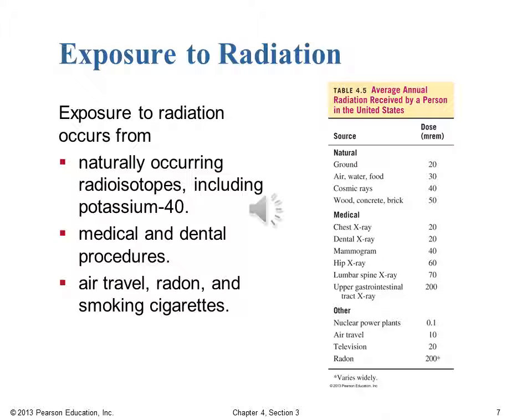radioactive isotopes. There's also medical and dental procedures that involve intentionally exposing people to radioactive isotopes in order to do some imaging afterward is usually the reason for that, or to treat certain diseases. I mentioned gamma radiation being used to treat cancer by killing those cancer cells selectively. And then finally, air travel, radon, smoking cigarettes, these are other things that can cause exposures. Air travel, there's ionizing radiation, and it's relatively minor energy that we're talking about.